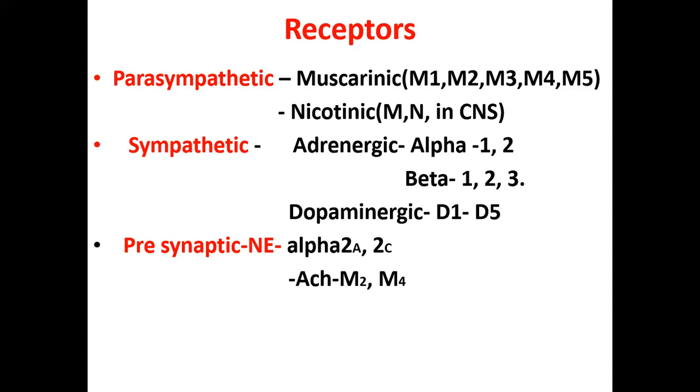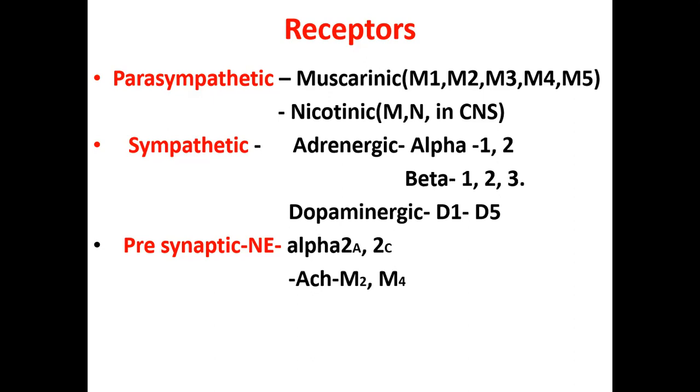Now we will go to the next aspect of the autonomic nervous system and their receptors. These receptors are very important. The parasympathetic receptors are the muscarinic and nicotinic receptors. The muscarinic receptors are M1, M2, M3, M4, and M5. Nicotinic receptors are nicotinic NM and NN. NM is present especially in the skeletal muscle, and NN is present in the CNS.